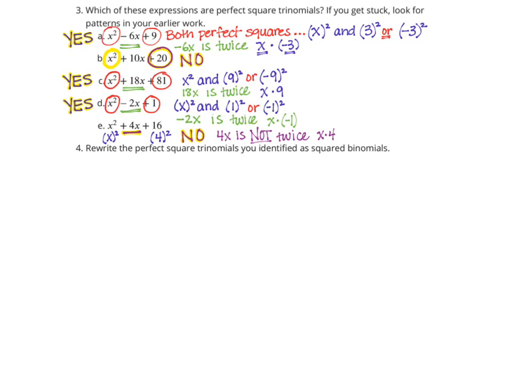In this last part, we're going to write them as the binomial squares that they are. We've already determined what it is we're going to multiply. Wherever we wrote the twice, we say x and -3, that will be our binomial. So I know that 3a up above is x minus 3 quantity squared. And in part C, we have x times 9, so I know that these are the first and the last that I'm going to put in for the binomial. And we have part D, where we've got the x and the -1.